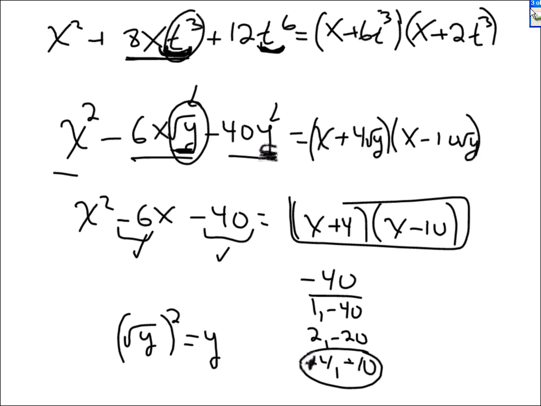Okay, this finishes factoring trinomials where the leading coefficient is the number 1. Next section, obviously, the coefficient will not be 1.